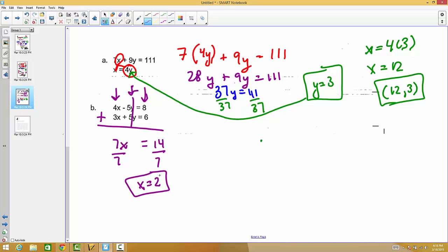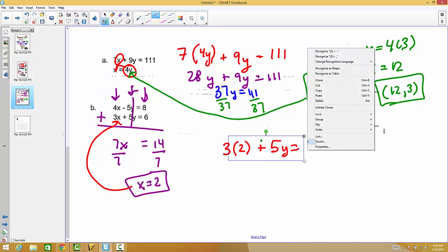And then once you have your x, you need to go back in and solve for y. To me, the bottom one looks easier just because there's no minuses, so there's no chance of messing up a negative. 3, and then instead of x, you're substituting the 2, plus 5y equals 6.